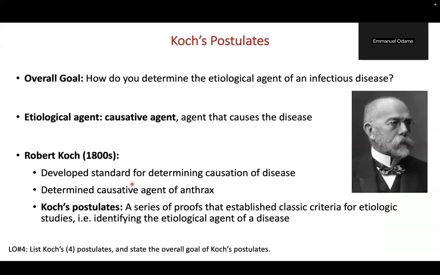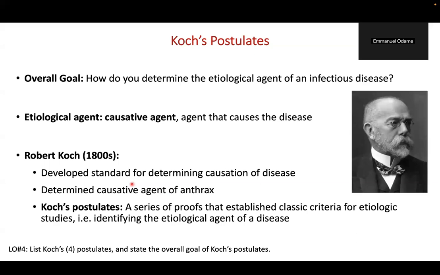So now let's understand Koch's postulates. The overall goal of this postulate is to determine the etiological agent of an infection. Because we have an infection, we have to know what exactly is causing the infection. And to do this, you have to first point to the causative agent, basically the agent that caused the disease. And Robert Koch in the early 1800s developed a standard for determining the causative agent for a specific disease. What he did was to determine the causative agent for anthrax.